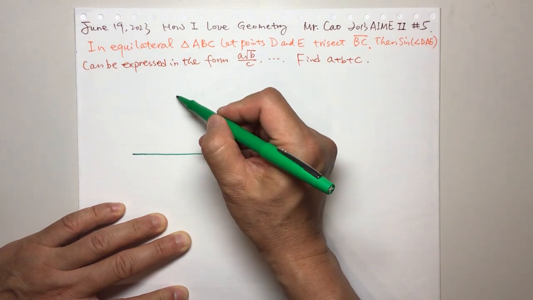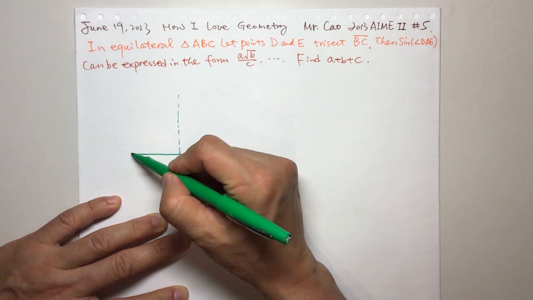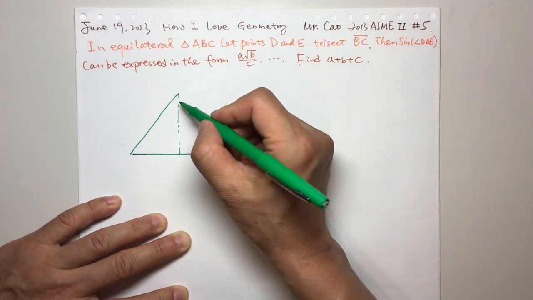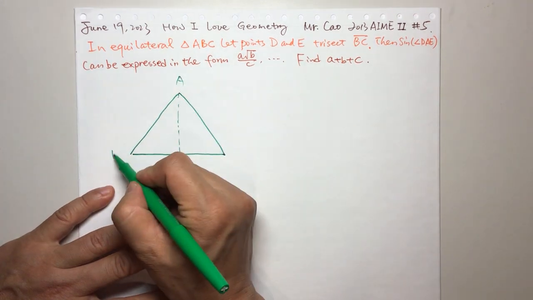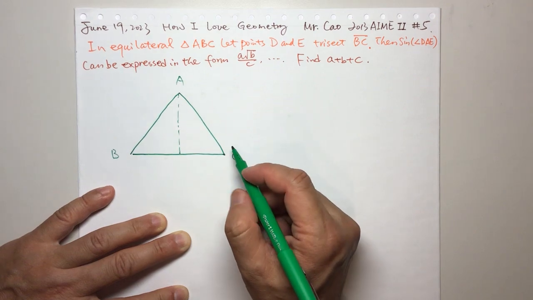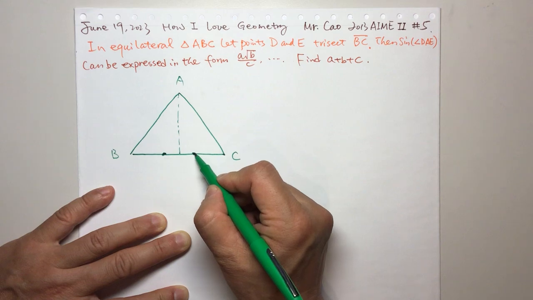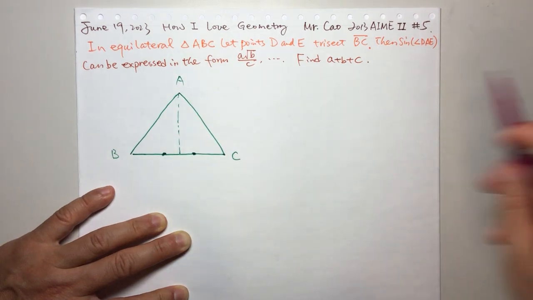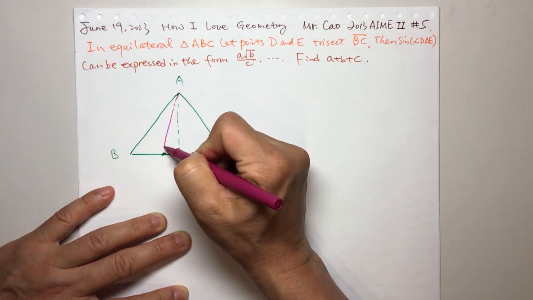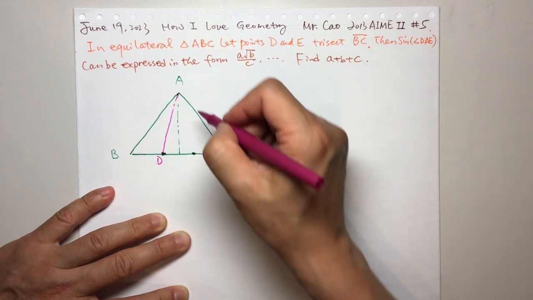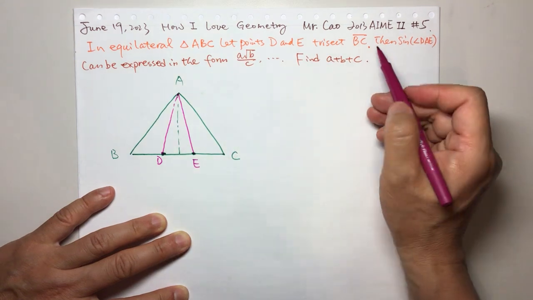a triangle. Equilateral triangle ABC, D and E. D and E trisect BC. So this is D, this is E, the trisectors.